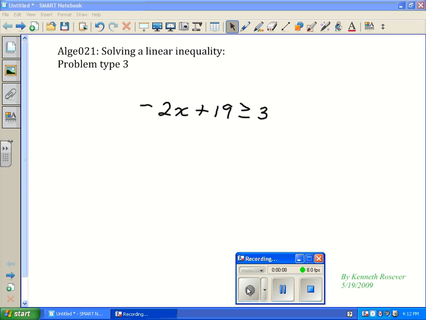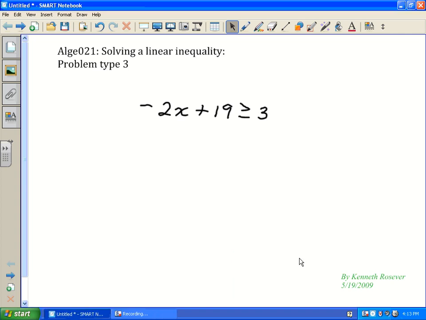This concept is solving a linear inequality, problem type 3, as defined by Alex. The example Alex provides in their explain menu or option is negative 2x plus 19 is greater than or equal to 3. And right away I can see the problem that some of you are probably having with this. Let me minimize that. And I'm going to move this over.